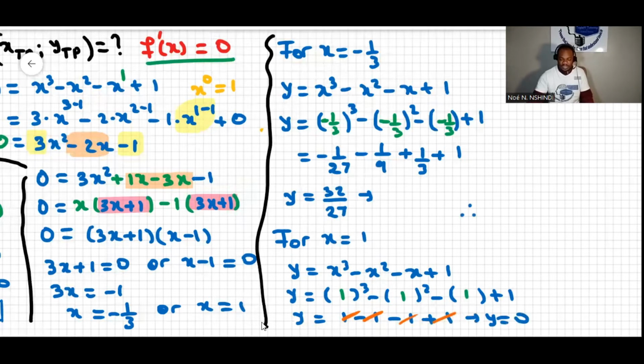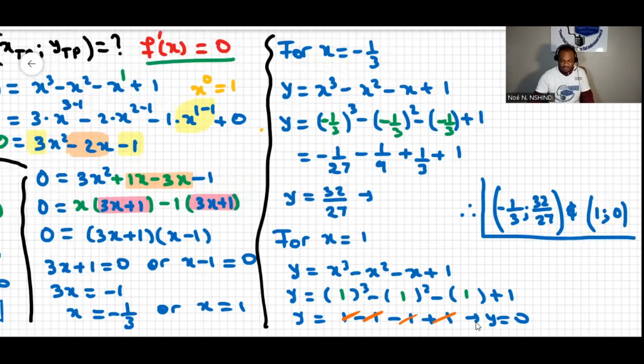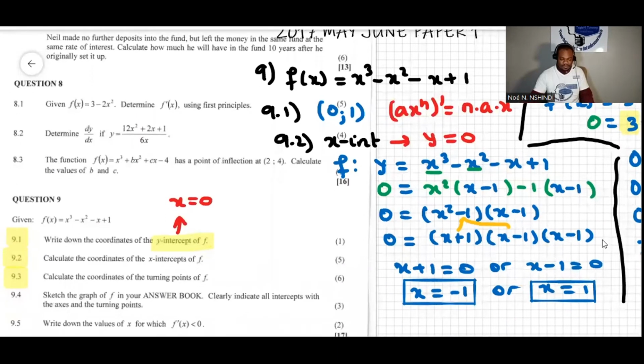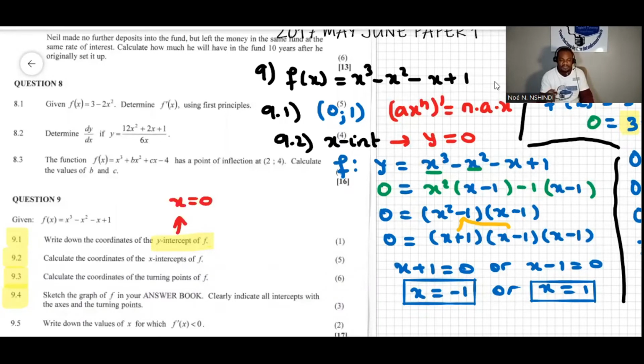Therefore, the turning points are -1/3 and 32/27, and 1 and 0. So these are the turning points of this cubic function. And then the next question must be question 9.4 over here. The question says sketch the graph of f in your answer book, clearly indicate all intercepts with the axes and the turning points. The axes and the turning points.